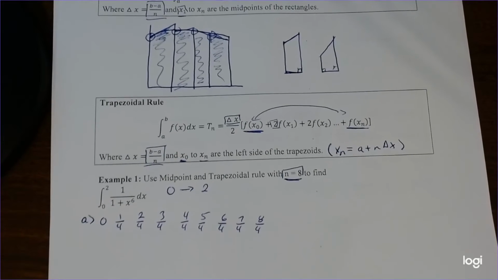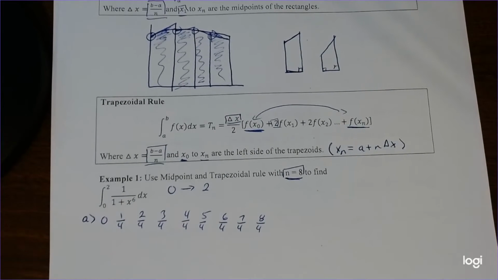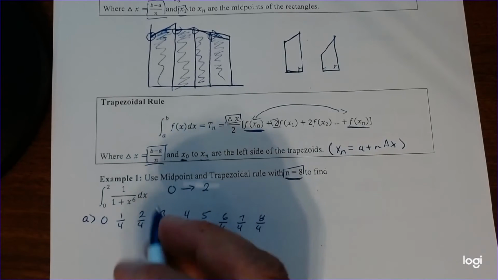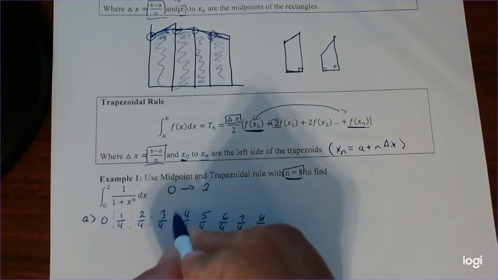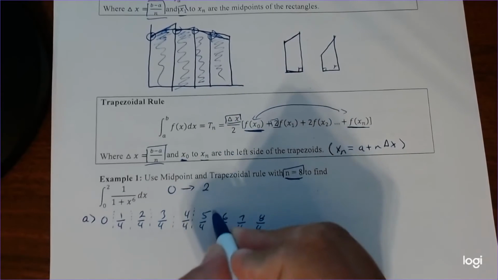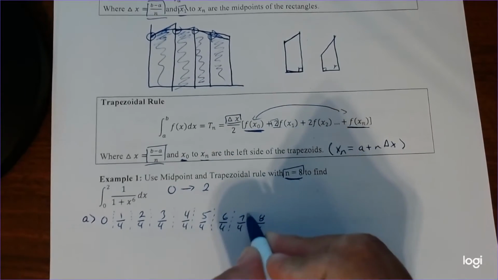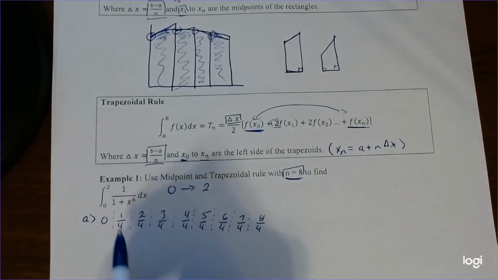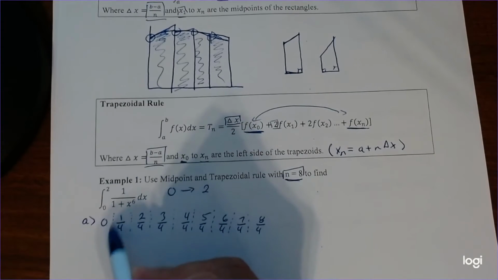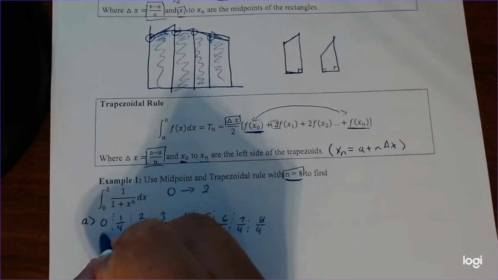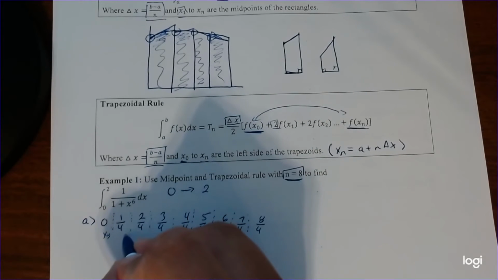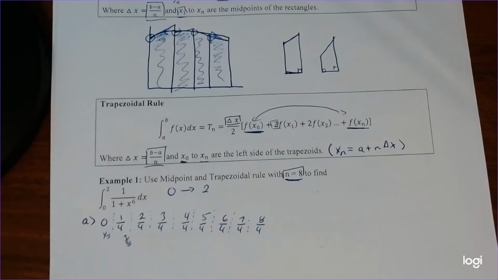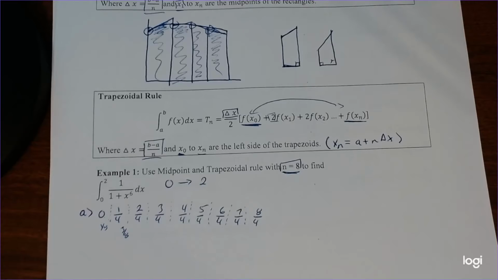Now, here's the problem. These only represent the spaces between them. However, I want the midpoint of each, because we want the midpoint Riemann sum, not the left or right. So what's in between 0 and 1/4? Well, that's 1/8. What's between here? That's going to be 3/8, and so forth down the line. Notice everything is literally just cut in half.